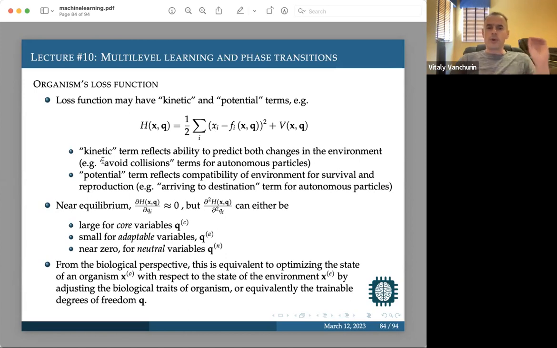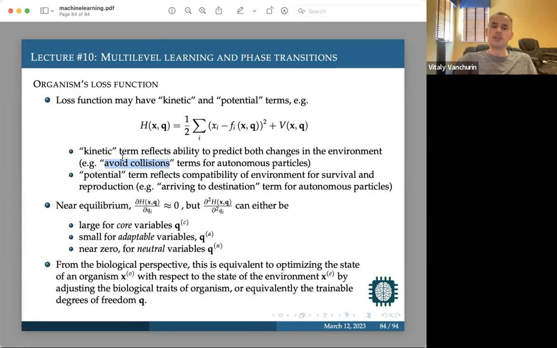I will always be drawing a connection to the previous lecture where we discussed autonomous particles, because that is a concrete microscopic model of something that has many similarities to biological systems. So taking that model of autonomous particles and generalizing it to include more and more biological features is a rather straightforward exercise. So I'll be referring to that model a lot.